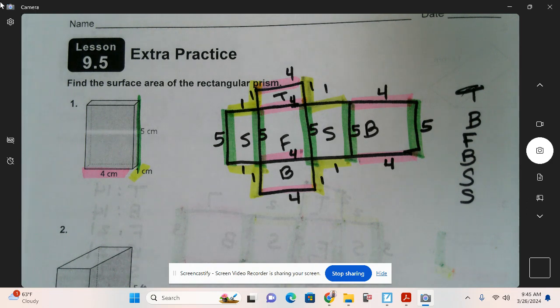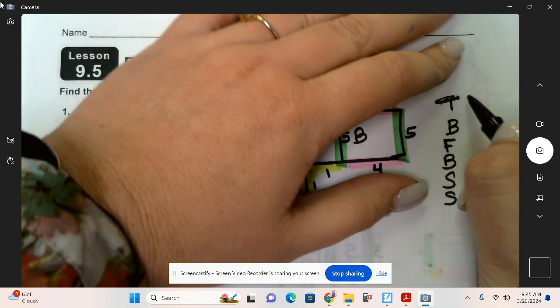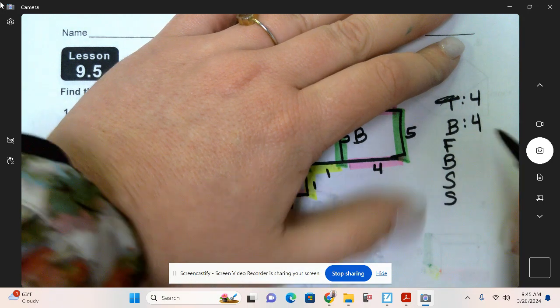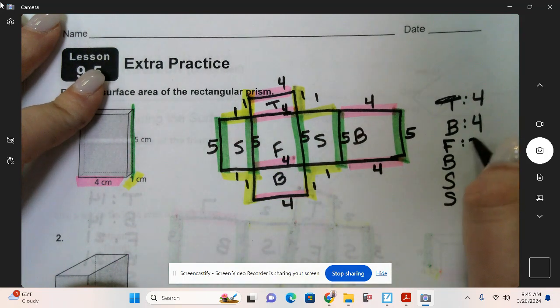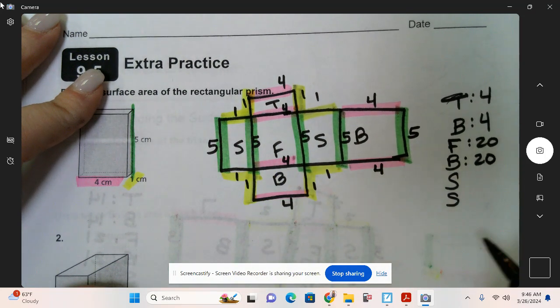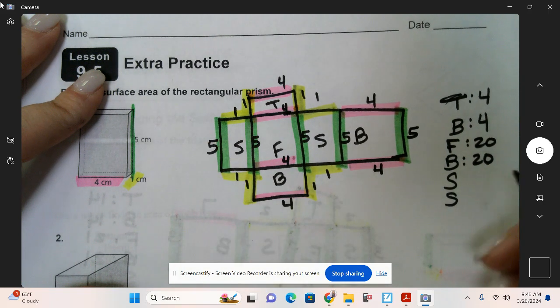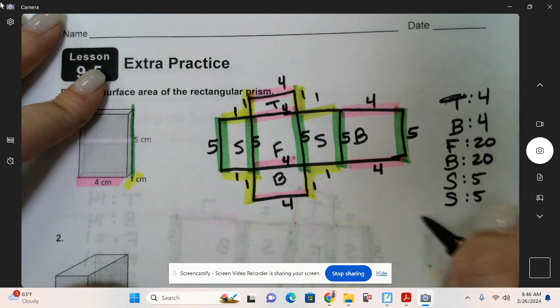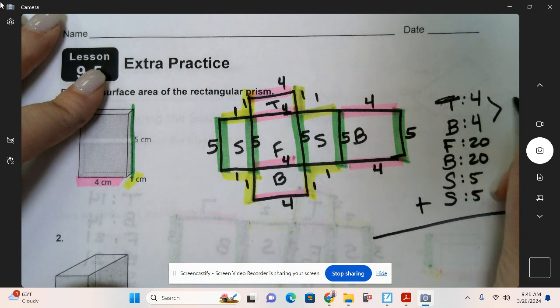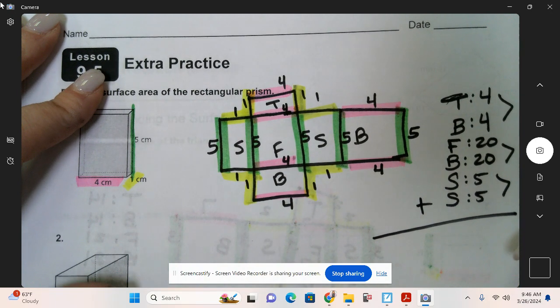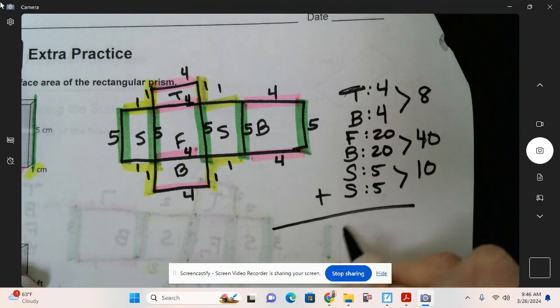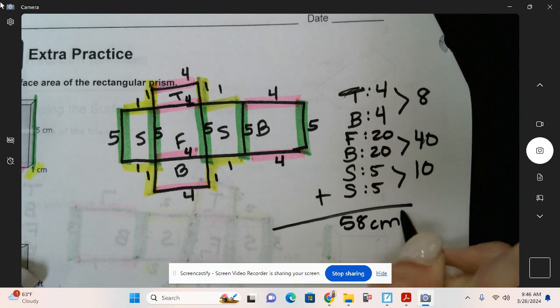Okay, so I've got mine all labeled. The area of the top is going to be 4 by 1, which means the bottom is also 4. My front is 5 by 4, which means my back is also 20. And then my side is 5 times 1, which is 5. So I've got 8, 40, 10, 40 and 10 make 50, plus 8 is 58 centimeters square.